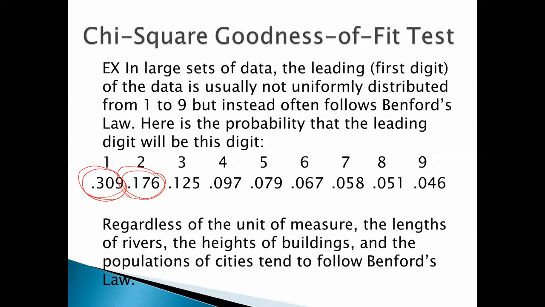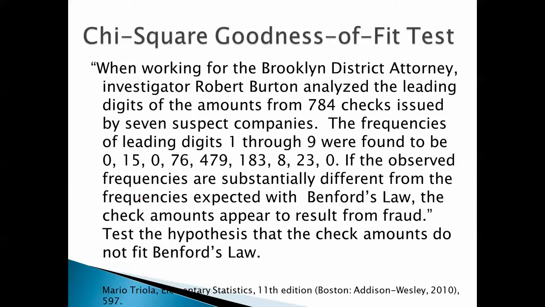Regardless of the unit of measure, the lengths of rivers, the heights of buildings, population of cities, check amounts tend to follow Benford's law. When working for the Brooklyn District Attorney, investigator Robert Burton analyzed the leading digits of the amounts from 784 checks issued by 7 suspect companies. The frequencies of the leading digits 1 through 9 were found to be 0, 15, 0, 76, 479, 183, 8, 23, 0. If the observed frequencies are substantially different from the frequencies expected with Benford's law, the check amounts appear to result from fraud. Test the hypothesis that the check amounts do not fit Benford's law.